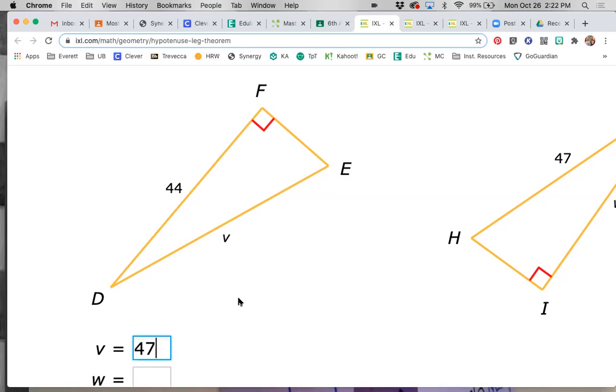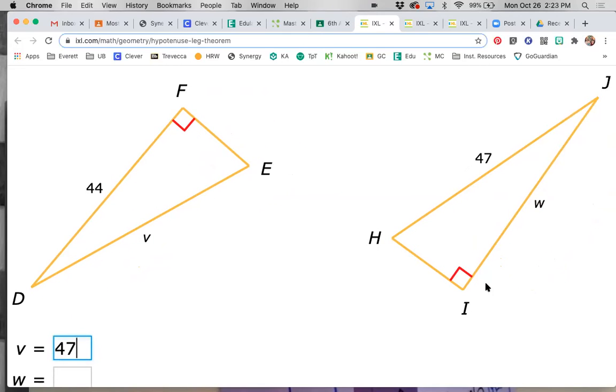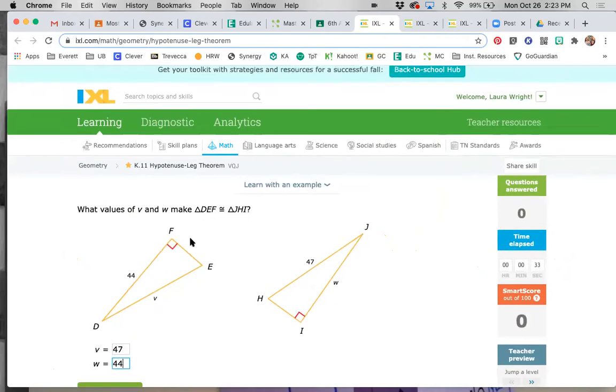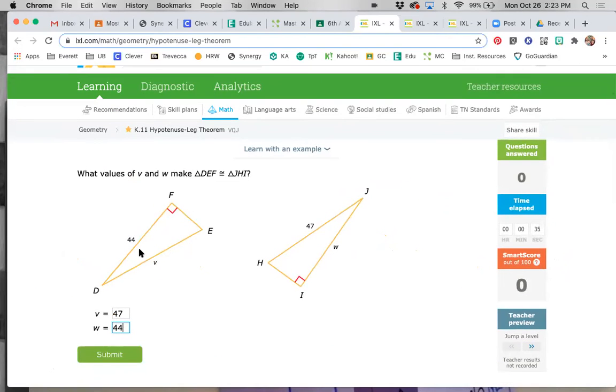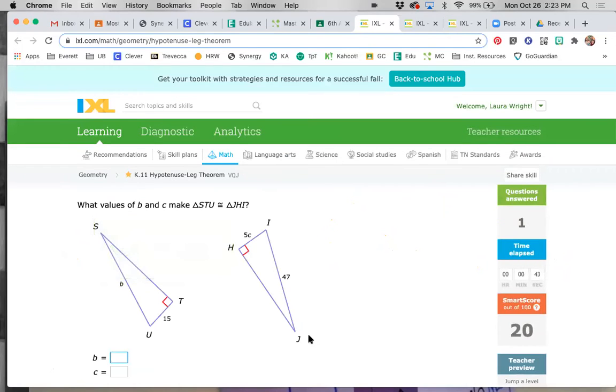47, yeah, should just be 47. The hypotenuse over here and the hypotenuse over here have to match. Then we have a long leg that's 44, and then we have a long leg that's W, so W must equal 44. Pretty easy. Now, if you're not sure, please use the congruent statement. It's up there for a reason. On other problems that's not the very first one on the very first level, you might need it.